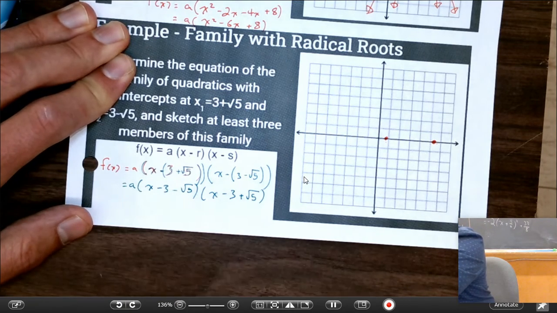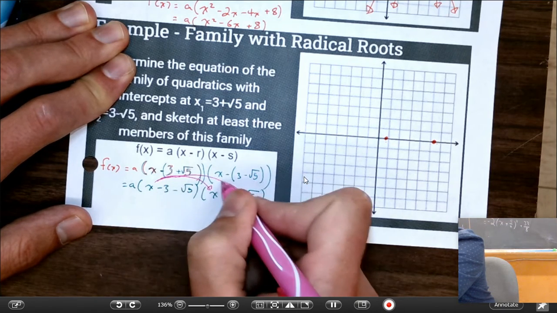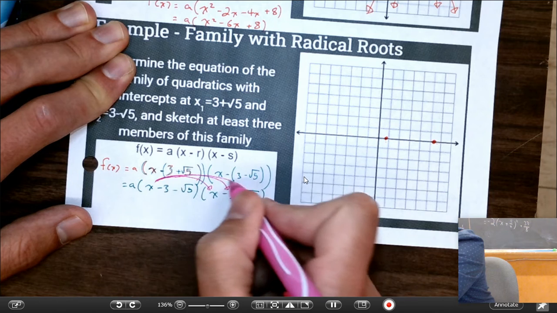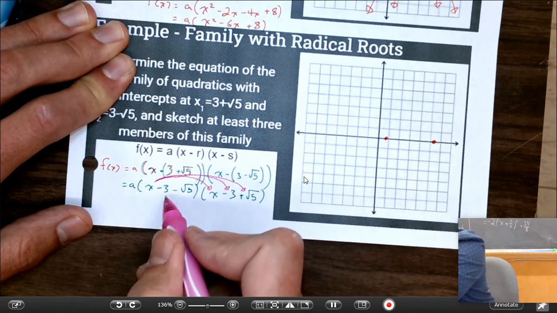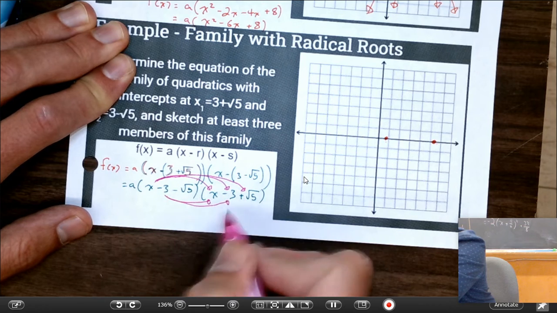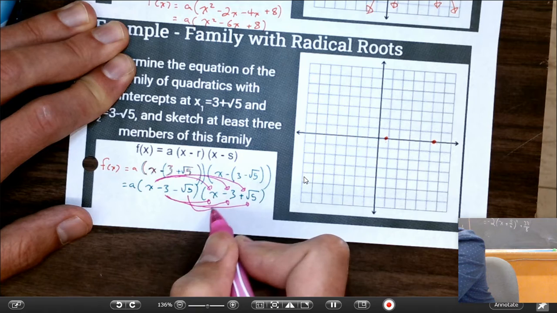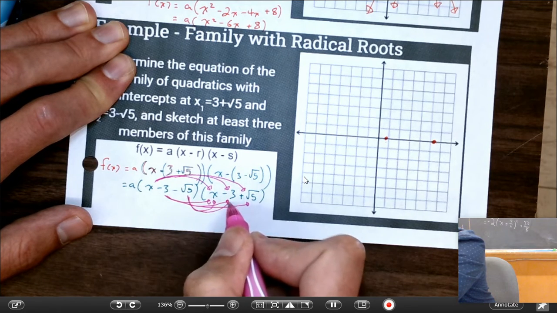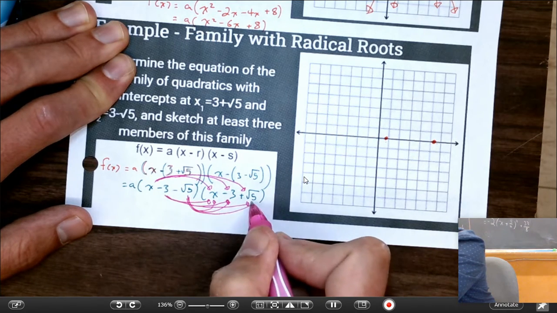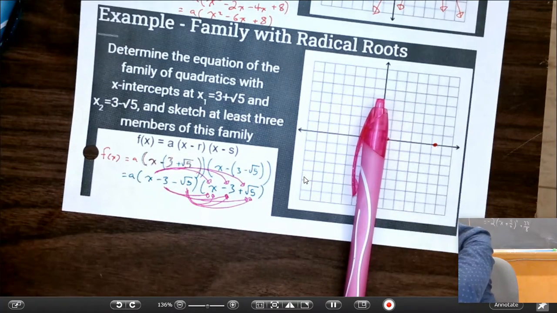So let's just put in our arrows, and that'll remind us. This x needs to multiply by x, needs to multiply by -3, and it needs to multiply by positive root 5. And then this -3 needs to multiply here, here, and here. And then this negative root 5 needs to multiply here, here, and here. Okay, we're going to get 9 different terms coming out there. And I'm going to need another piece of paper. So I'm just going to expand this on a separate sheet of paper.